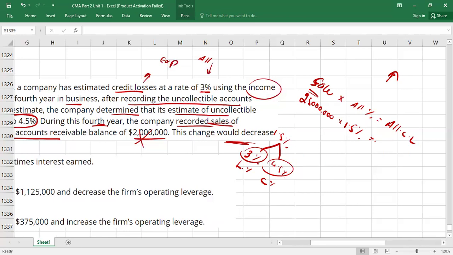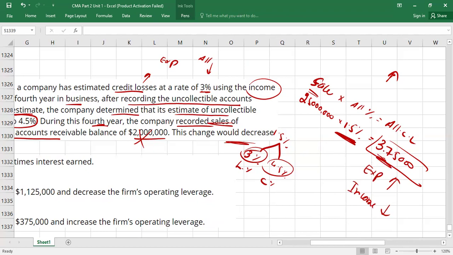25 million into 1.5%. It is going to be 375,000. It means your expense, because this is the increase in allowance, right? Allowance has increased from 3 to 4.5. So your expense will increase by $375,000. Sorry, I said 3.75%, not percent, $375,000. If your expense increases by $375,000, your income will decrease by $375,000.